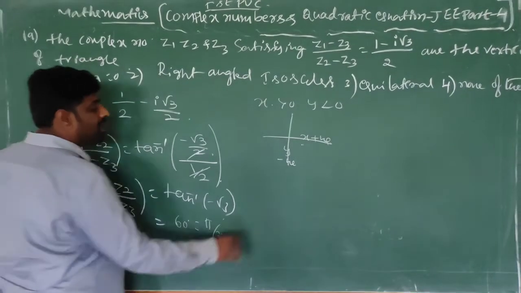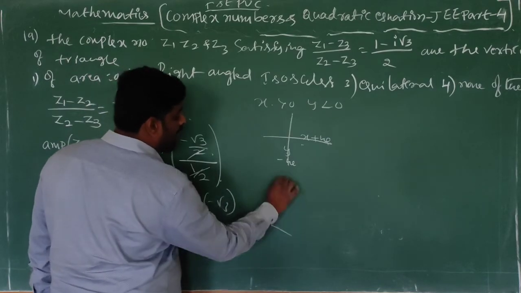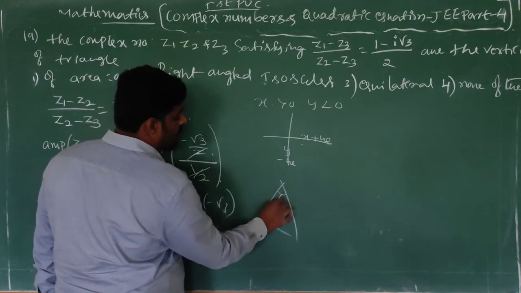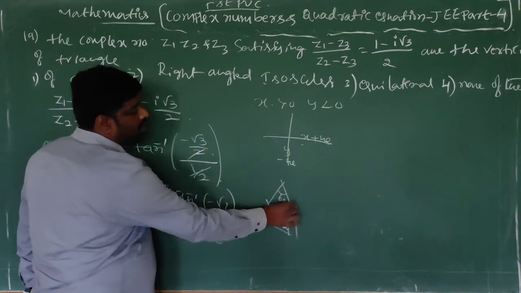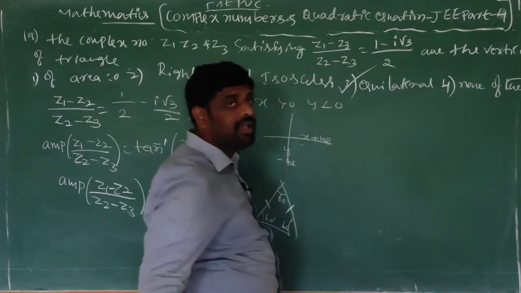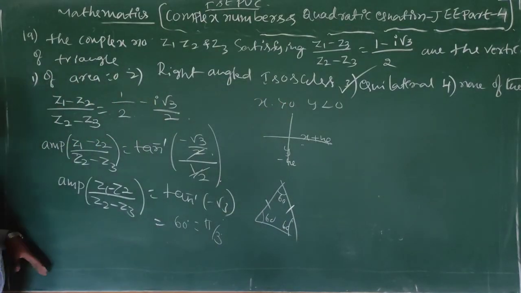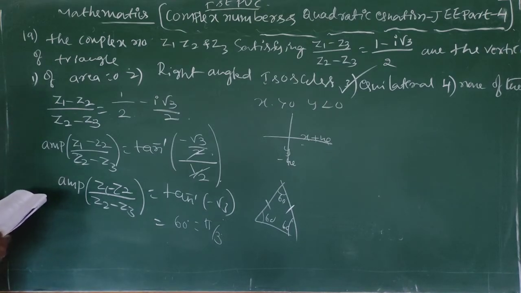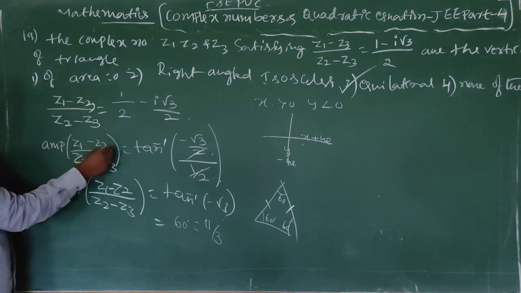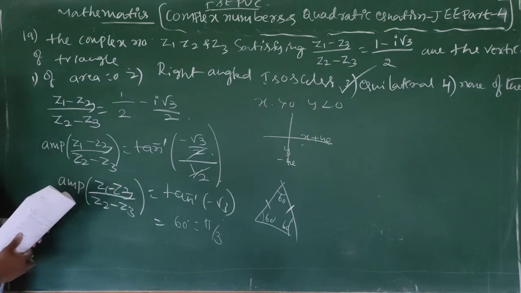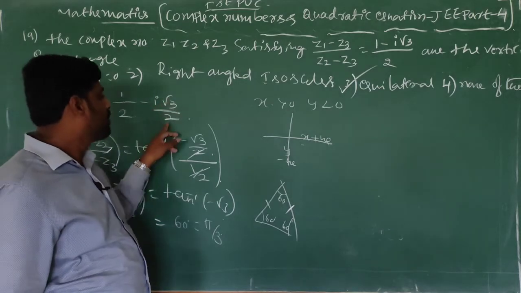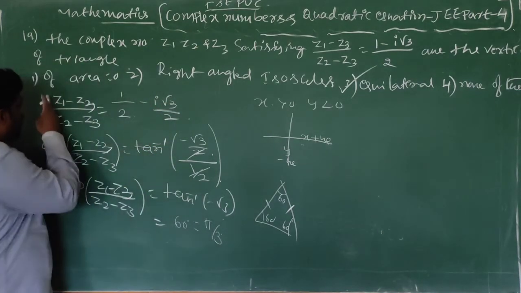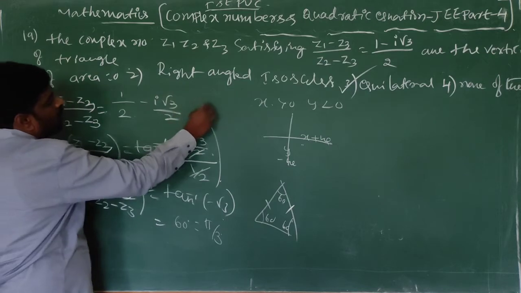Okay. So the angle present is 60 degrees, which triangle does that mean? 60, 60, 60. So that means which triangle? Equilateral triangle. Observe here once again. (z1 minus z3) divided by (z2 minus z3) equals 1 by 2 minus i root 3 by 2. Okay. When you apply the modulus of this, you will get this value is equal to 1.